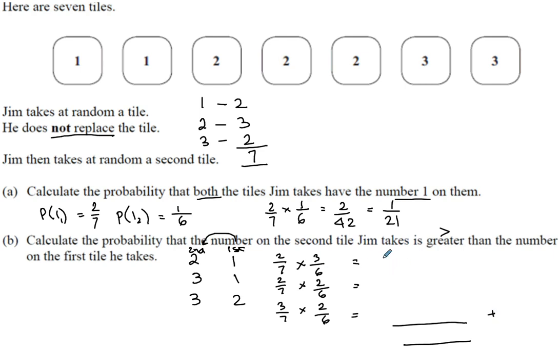Okay? So here we have 6 42nds. 2 times 2 is 4 42nds. And here we've got 6 42nds. And then we add them up and we get 12 and 4 is 16 42nds. And we simplify it and we get 8 over 21. And that's our answer. All right, yeah, okay.